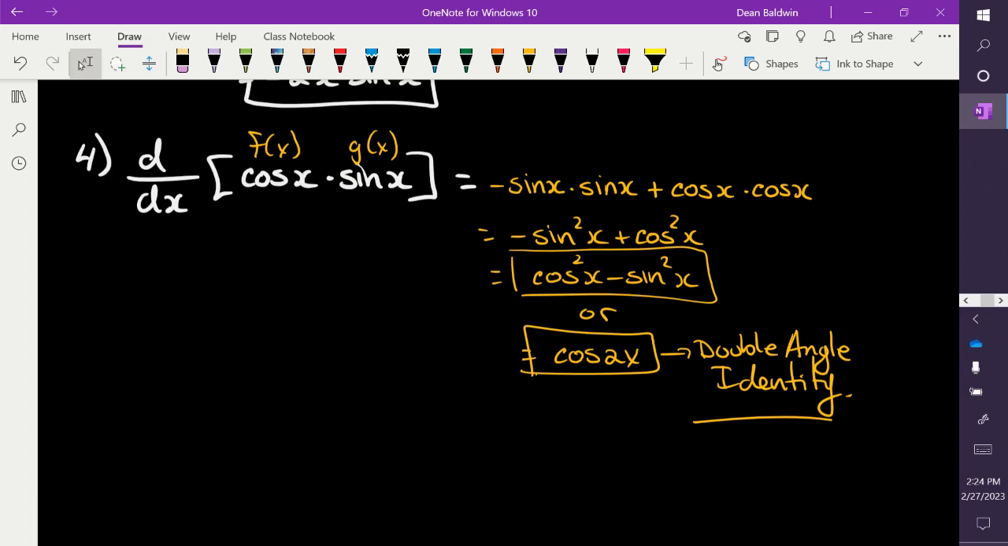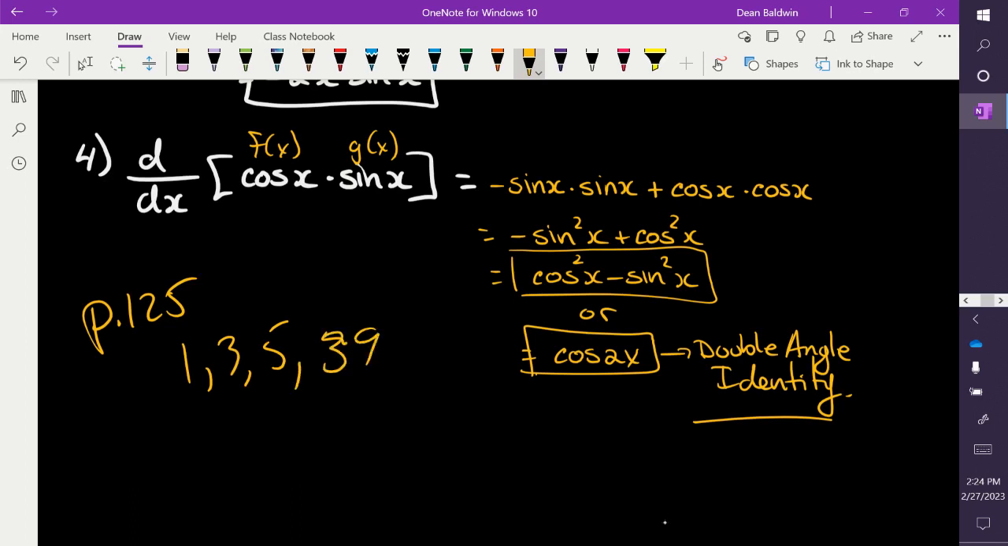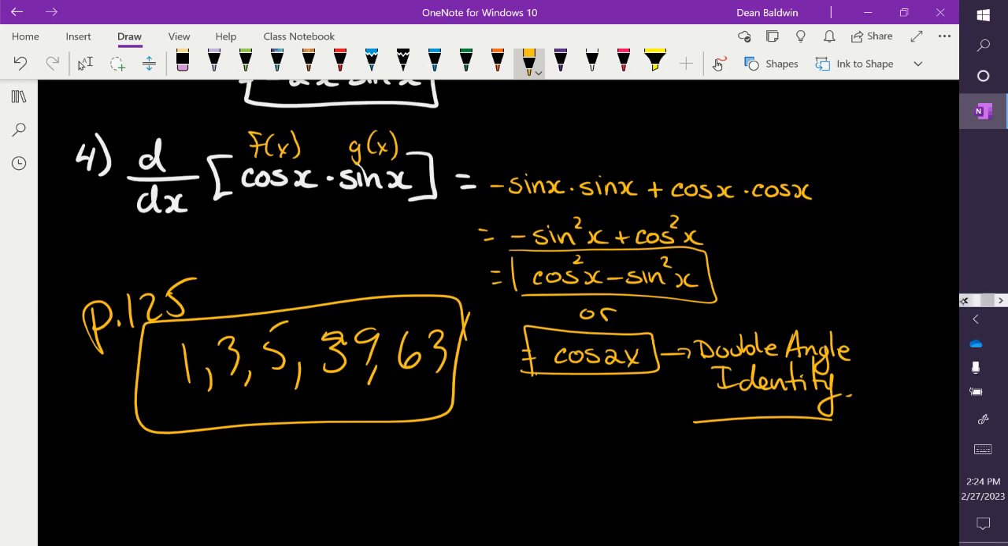All right, practice questions. 125, 1, 3, 5, 39, and 63, please. And then we'll do quotient rule.